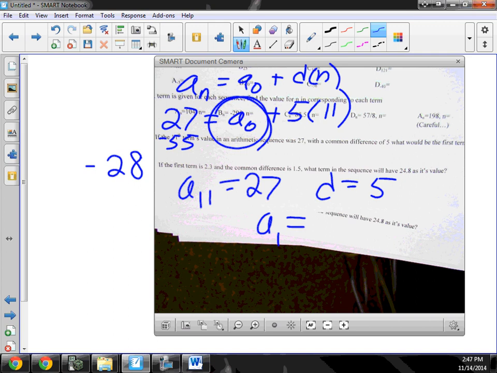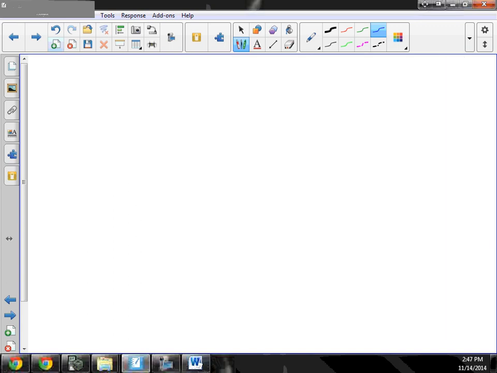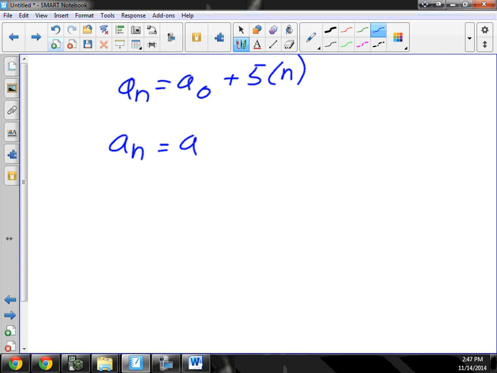Well, what part of this equation is making this not work like I want it to? Right, I could make this 10. If I made that 10, then this would become A sub 1. So wait a minute. You're telling me that A sub n equals A sub 0 plus 5 times n is exactly the same thing as A sub n equals A sub 1 plus 5 times n minus 1. Is that true?